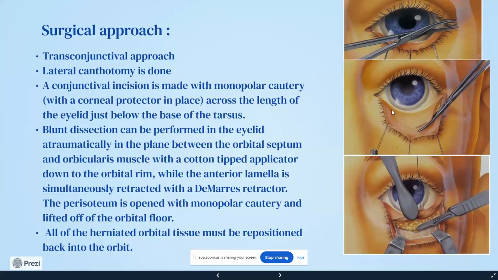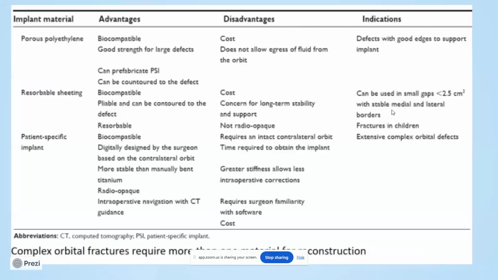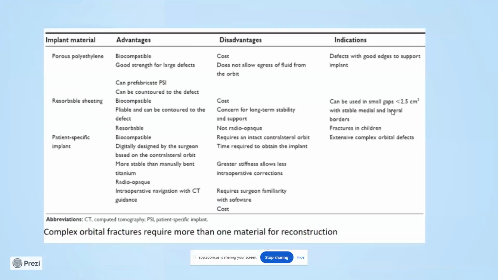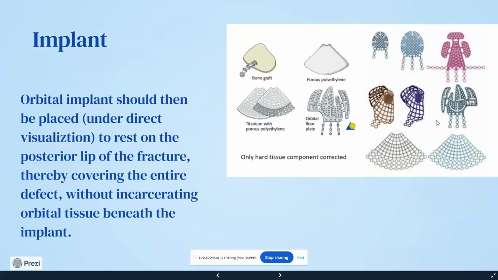So the implants can be autografts or alloplasts. Titanium meshes are generally used for large orbital floor defects, whereas the resorbable implants are used for smaller gaps and especially in the pediatric age groups. So these are the various kinds of titanium implants.